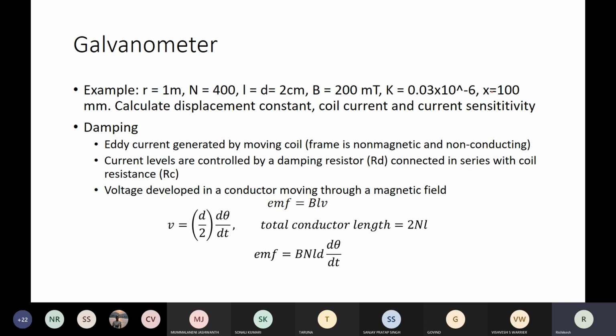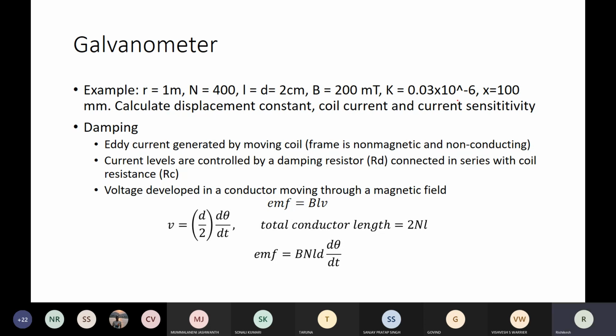So you simply calculate using the deflection and the amount of current with which this much deflection has occurred. Okay, so these are very simple examples. You can expect them in your mid-sem or your quizzes.